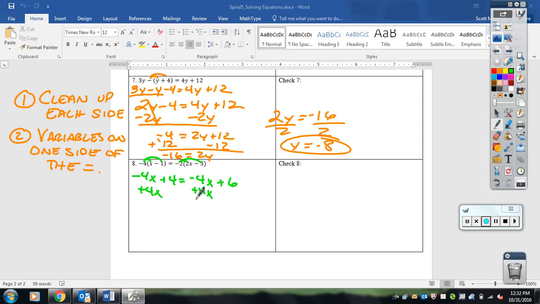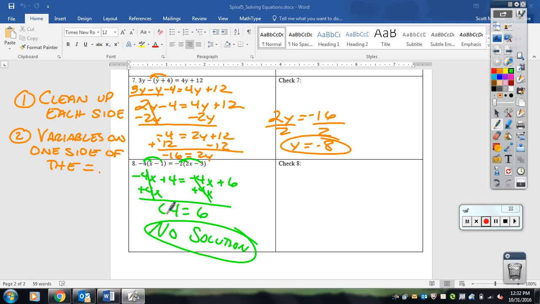Add 4x, add 4x. I have 4 equals, well, these cancel also, 6, which is not true, so the answer is no solution. If it were true and it was like, let's say 64 equals 64, that would be all real numbers. But since it's not true, 4 does not equal 6, the answer is no solution. You obviously cannot check if there's no solution, and you can't check if it's all real numbers either.